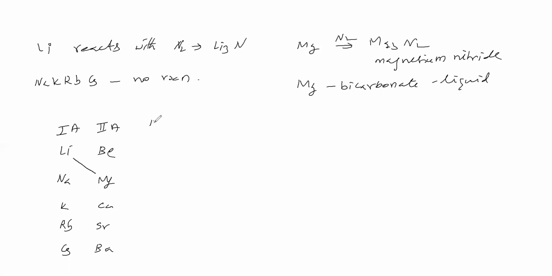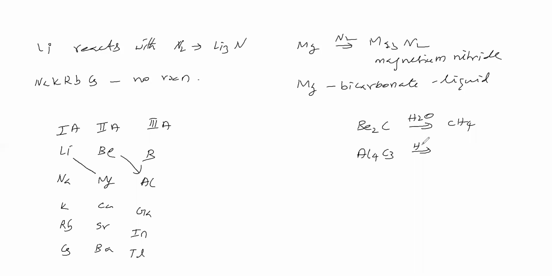Likewise, we will take the third group, 3A: boron, aluminum, gallium, indium, thallium. Here beryllium and aluminum show similarities, for which we will take beryllium carbide. Beryllium carbide on hydrolysis gives methane gas. Aluminum carbide on hydrolysis gives methane gas. So beryllium and aluminum show some similarities.